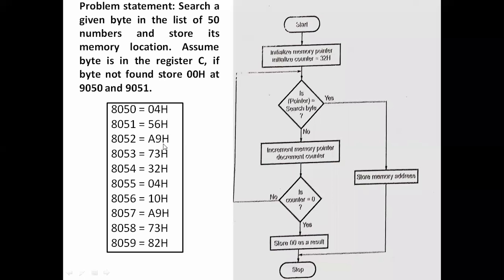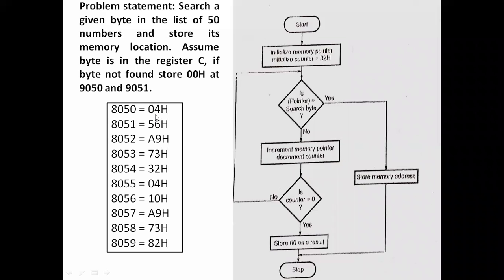Otherwise, whenever the number is found, we have to store the memory location of that number. Suppose we are in search of 10. Out of those 50 numbers, I have written only 10 numbers. Suppose we are in search of 10. So this 10 must be present in the C register. And then, once it is present in the C register, in this program, first of all, we will take the first number and copy it into the accumulator. And this number is compared with the content of register C, that is 10.